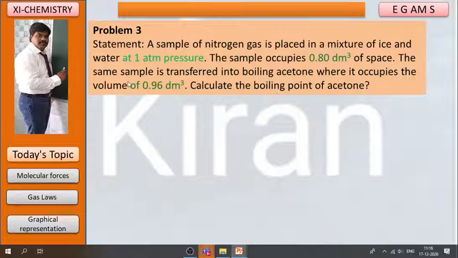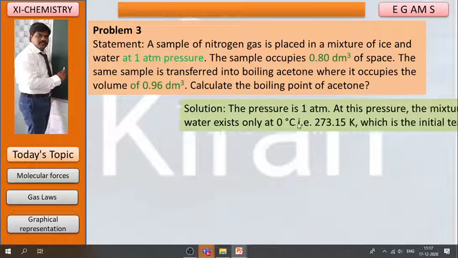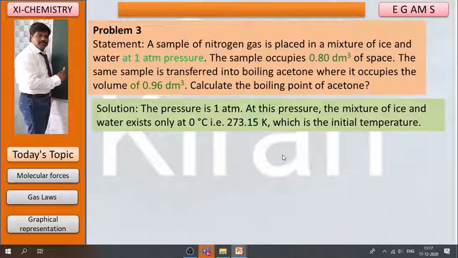What values have they given? The sample occupies 0.80 dm cube. Dm cube is a unit of volume. V, and this is also V. P they have given, 1 P, and 2 V's they have given. What formula is applicable for this? The pressure is 1 atmosphere.